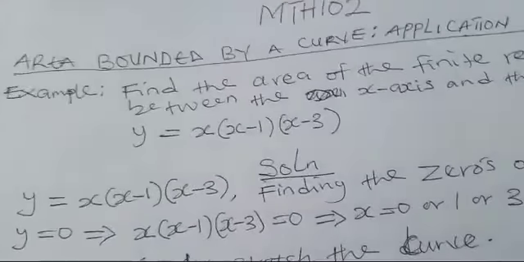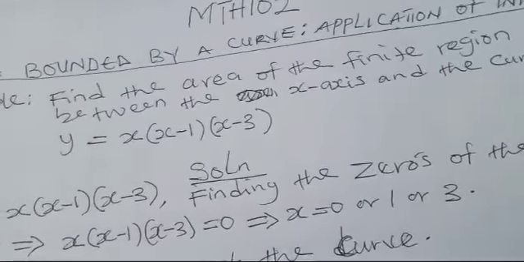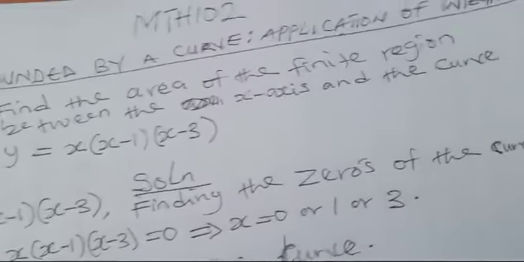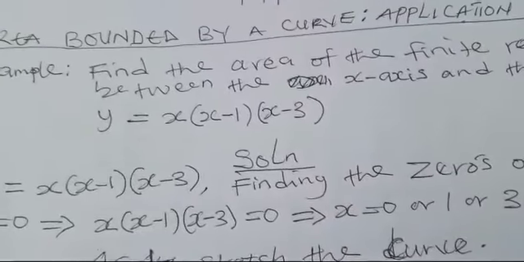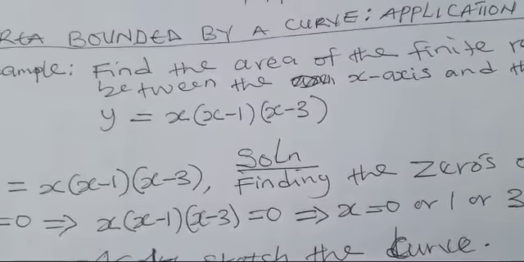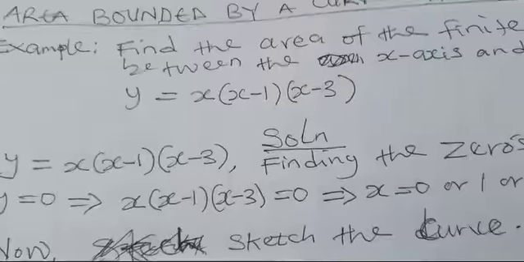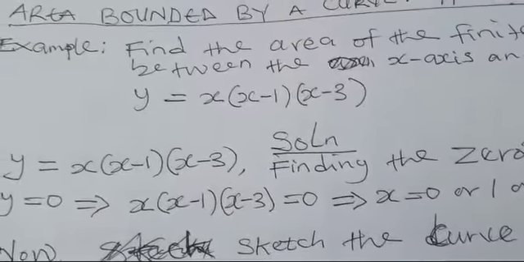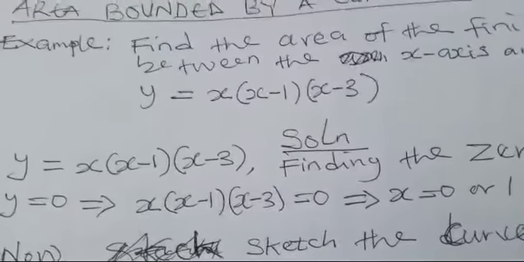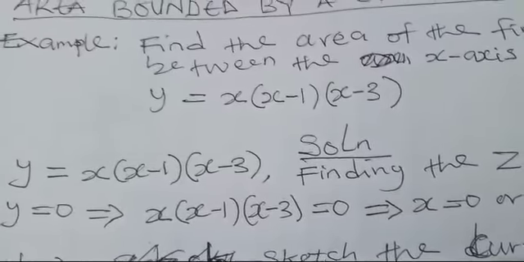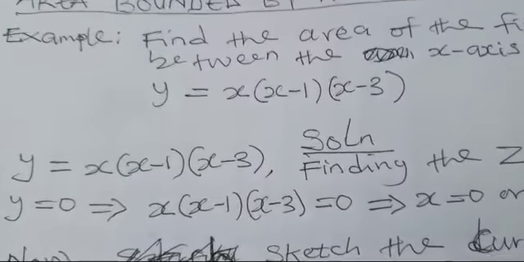Let's look at a typical example. Look at the problem before us. Find the area of the finite region between the x-axis and the curve. And the curve is given y equal to x into x minus 1 into x minus 3. We are required to find the area bounded by the regions of this curve made with the x-axis. And the function, once again, is y equal to x into x minus 1 into x minus 3.